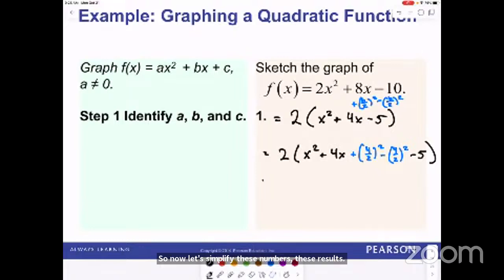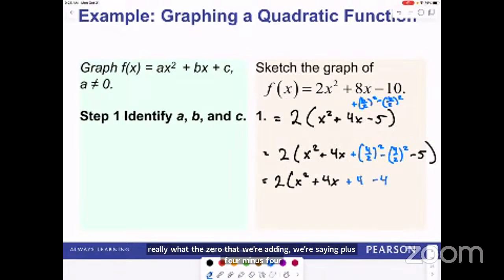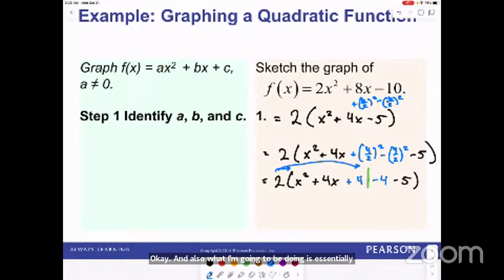I'm just bringing that down. So then 4 divided by 2 is 2, squared is 4. So really the 0 that we're adding, we're saying plus 4 minus 4, and then minus 5, okay? So now we have 5 terms in there. Now the factoring technique I'm going to use is factor by grouping, right? I'm going to factor the first 3 by themselves and keep the second 2 off to the side, okay? And also what I'm going to be doing is essentially distributing this 2. So let's see how this unfolds, okay?